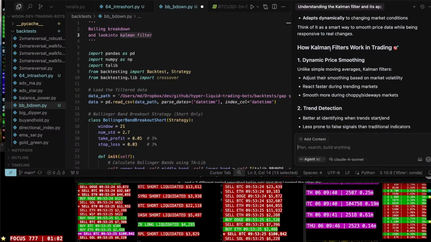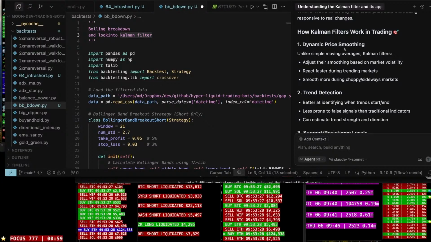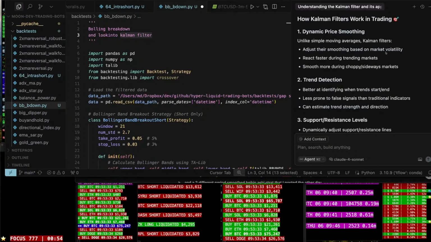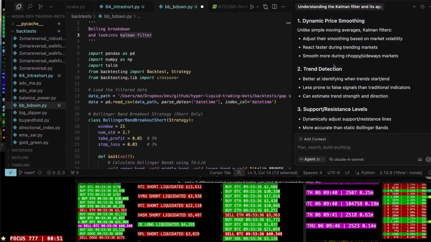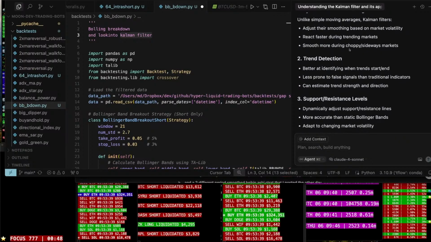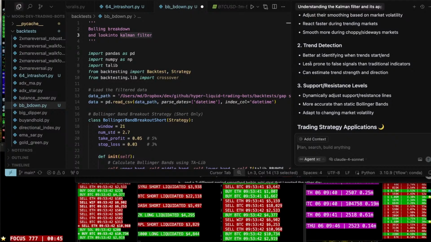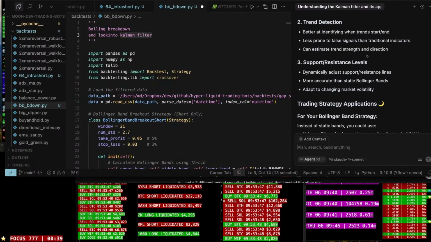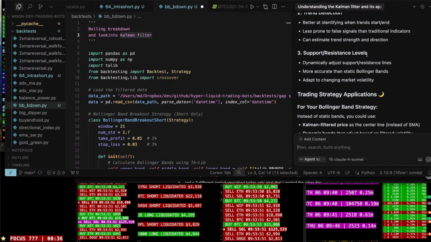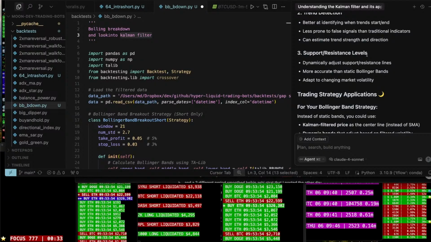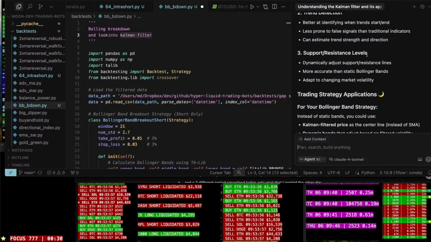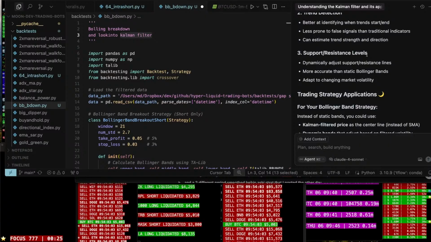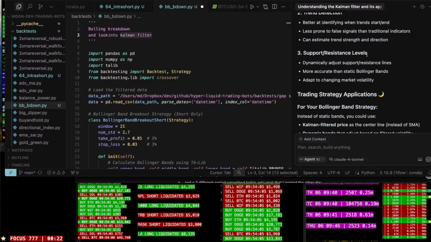How the Kalman filter works in trading. Dynamic price smoothing: unlike simple moving averages, Kalman filters adjust their smoothing based on market volatility, react faster during trending markets, and smooth more during choppy sideways markets. Trend detection: better at identifying when trends start, less prone to false signals than traditional indicators, and can estimate trend strength and direction. Support and resistance levels: dynamically adjust support and resistance lines, more accurate than static Bollinger Bands, and adapt to changing market volatility.